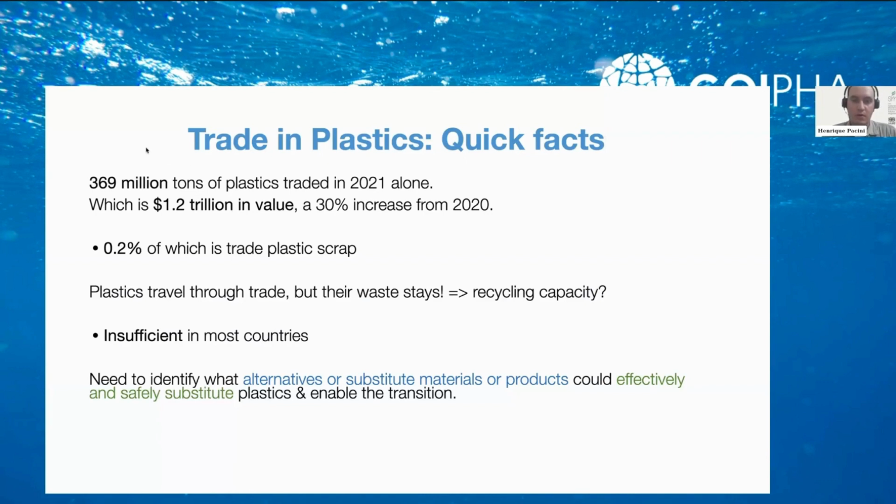Plastics trade is very large, and I don't want to repeat what has already been said. Over 300 million tons of plastics are traded. Plastics are one of the most traded products in the world, both in their elementary parts like pellets, but also as intermediary products and in final products. It amounts to around $1.2 trillion in value. Only a small fraction of that is plastic scrap.